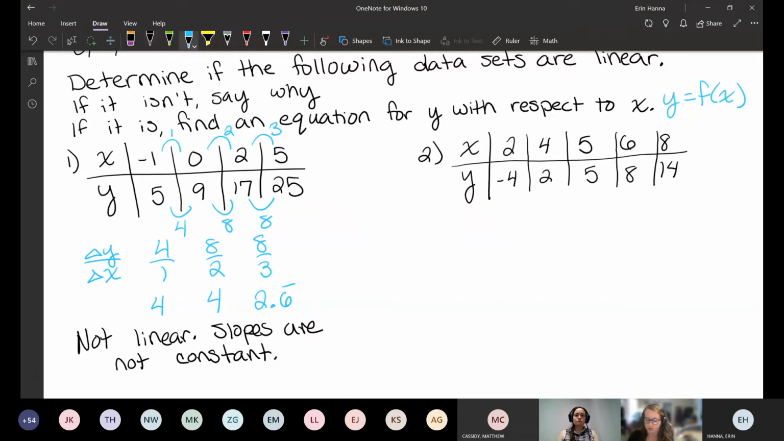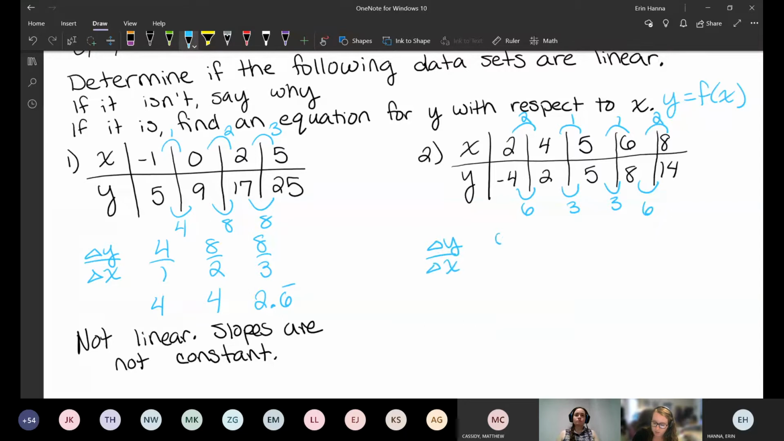Moving to the next one, if we check our changes in x, the first set increases by 2, and then by 1, and then by 1, and then by 2. The y's are going to increase by 6, and then by 3, and then by 3, and then by 6 again. But again, we don't care that those numbers in themselves are matching. We care that the change in y over change in x is the same.